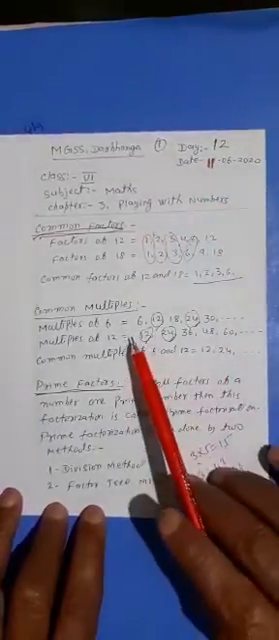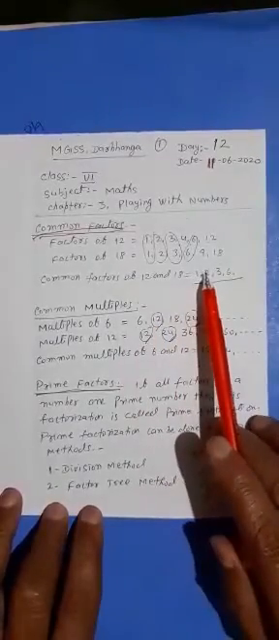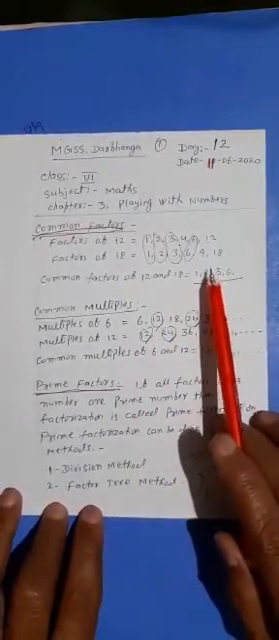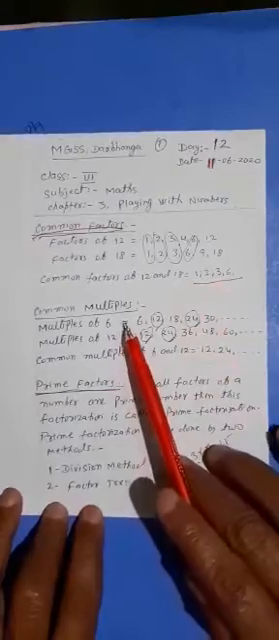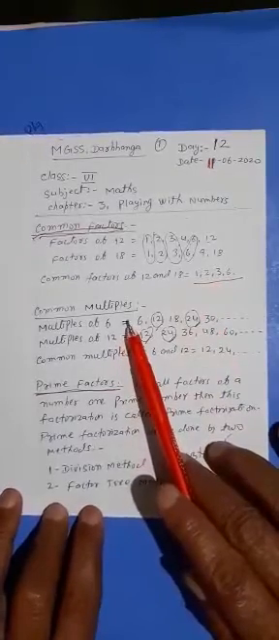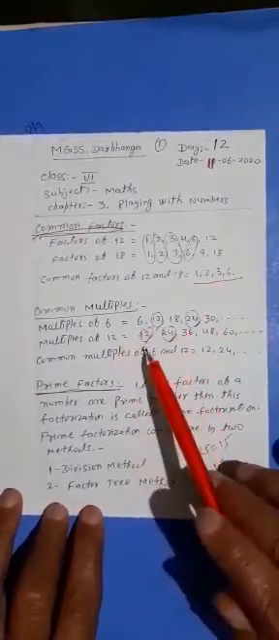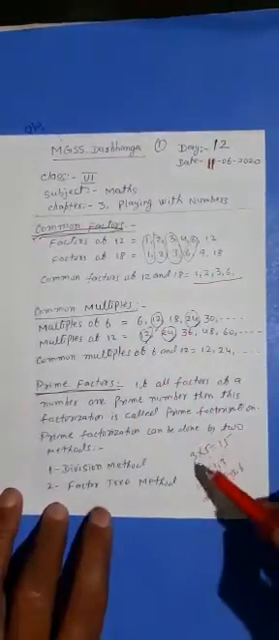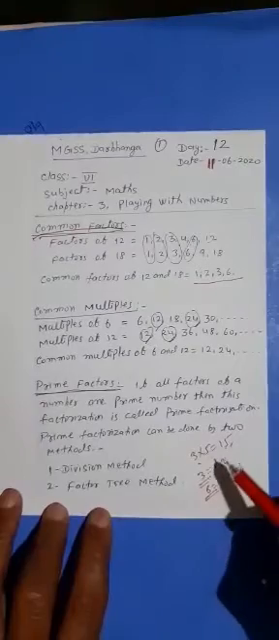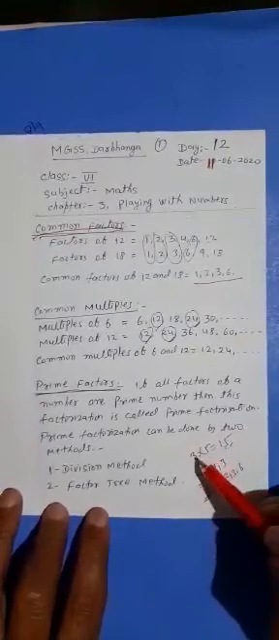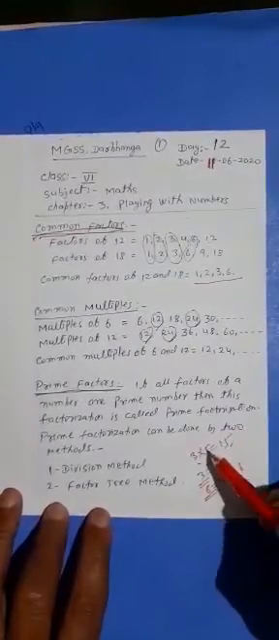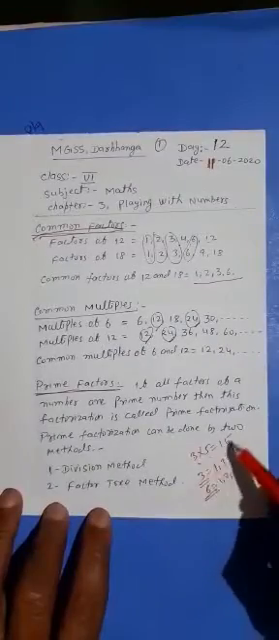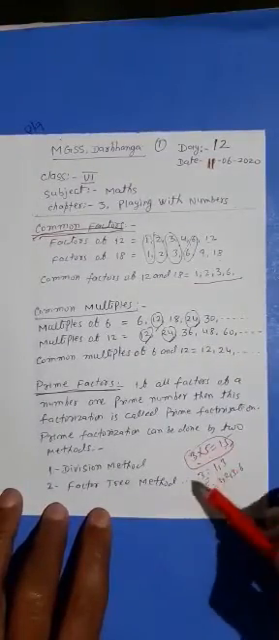Now common multiples. And one thing must be clear, the number of factors is limited. And multiples, what is a multiple? When one natural number is multiplied by another natural number, then the product obtained is known as a multiple. For example, 3 into 5 is equal to 15. Here 15 is the multiple of 3 and 15 is the multiple of 5, both. 15 is the multiple of both 3 and 5.